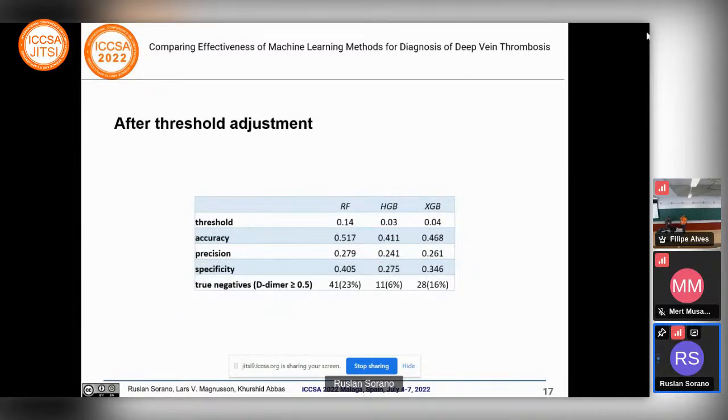And then at the next step, we adjusted the classification threshold because our data set is very imbalanced. It's about a 1 to 4 proportion of positive and negative. So the normal 0.5 threshold value is usually not expected to give good results. So we found that random forest responds the best to threshold tuning. At a 0.14 cutoff rate, we get a perfect recall of 1.0 and specificity of about 0.4.